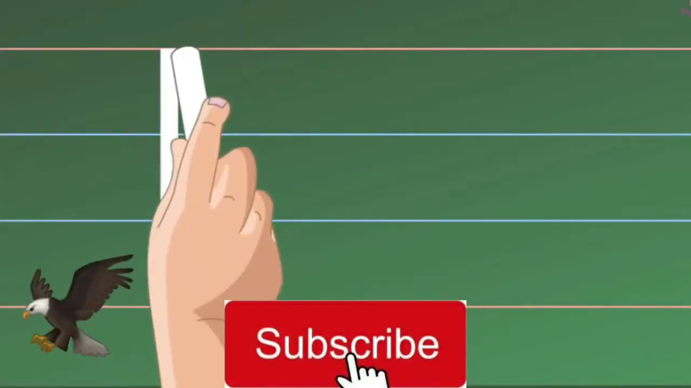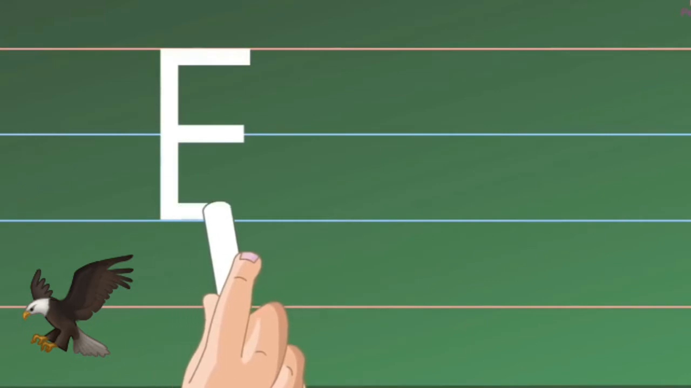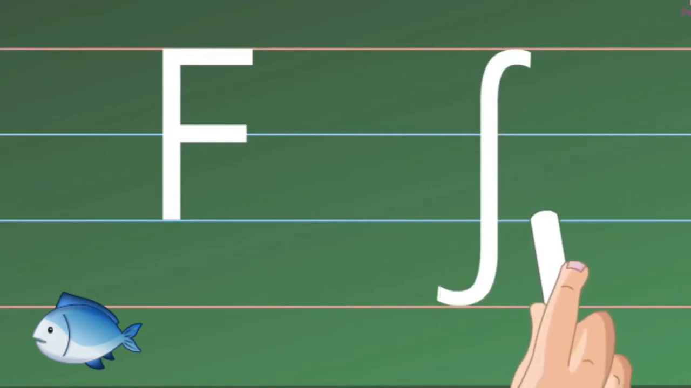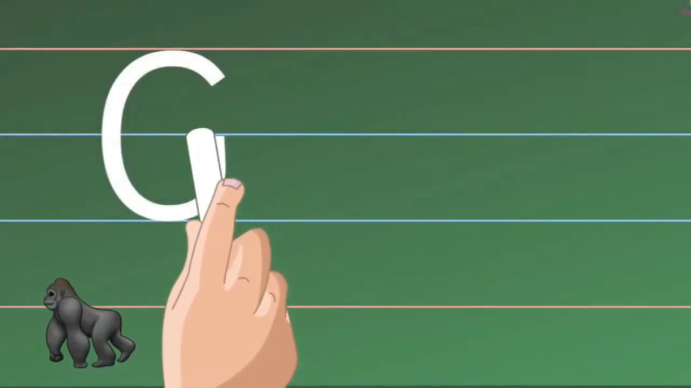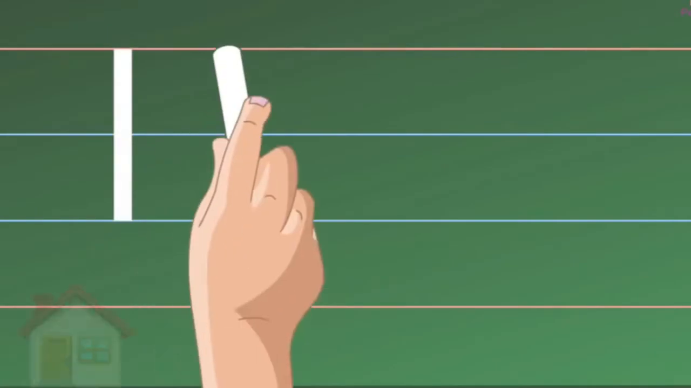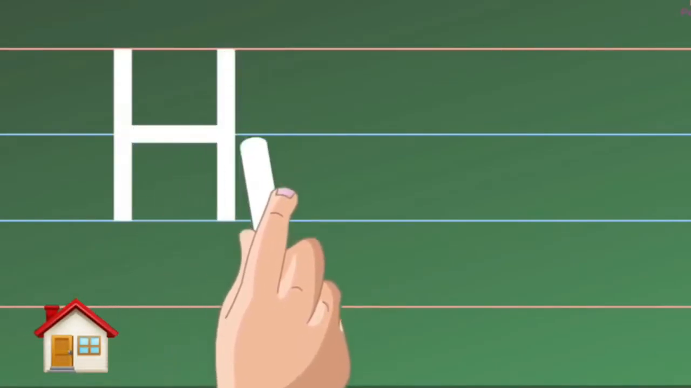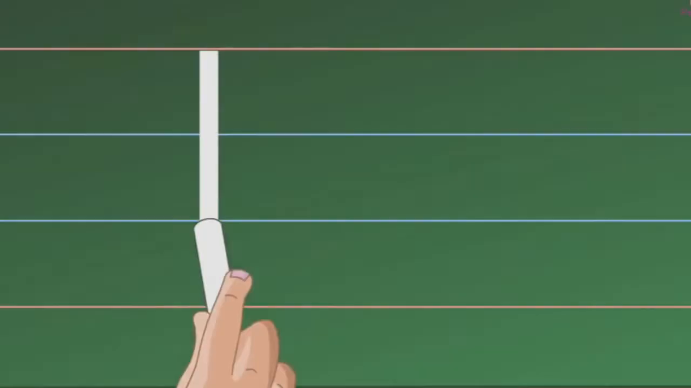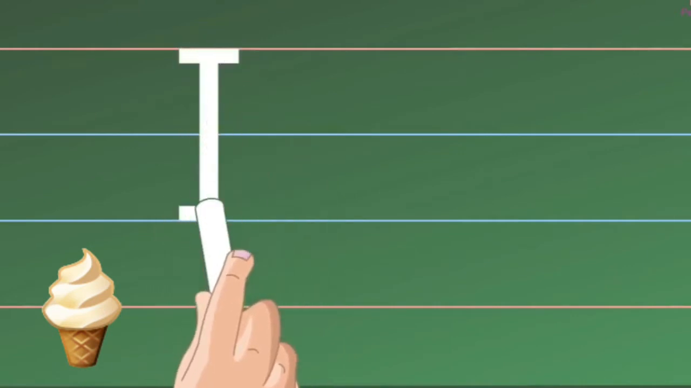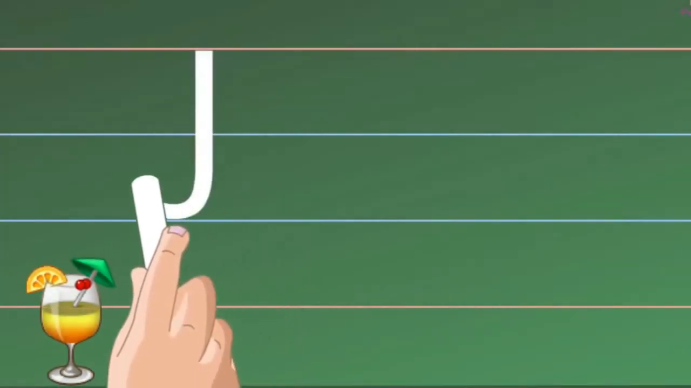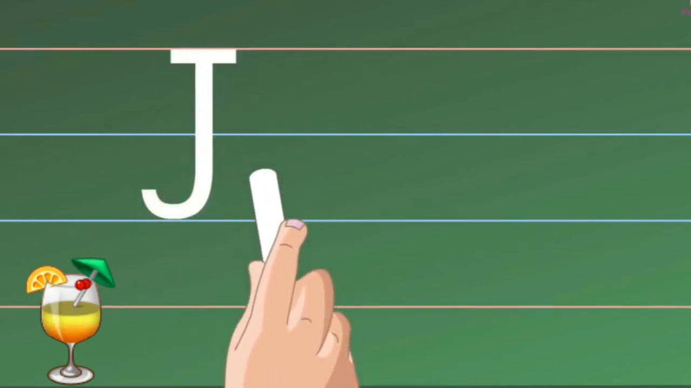The E says, every letter makes a sound. The F says, every letter makes a sound. The G says, every letter makes a sound. The H says, every letter makes a sound. The I says, every letter makes a sound. The J says, every letter makes a sound.